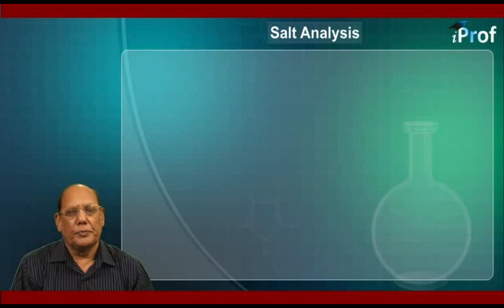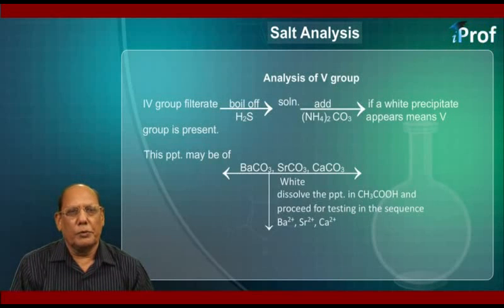Now we come to the study of analysis of fifth group. So we take fourth group filtrate and boil off H2S from it. The solution thus obtained is taken and we add ammonium carbonate to it. If a white precipitate appears, it means fifth group is present.